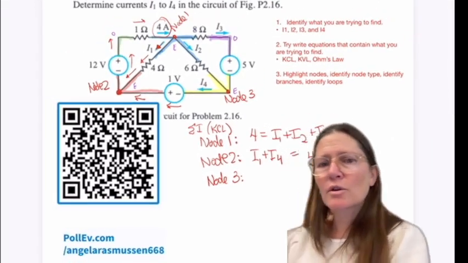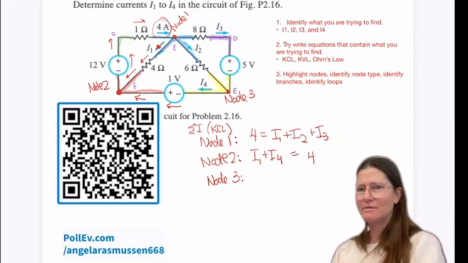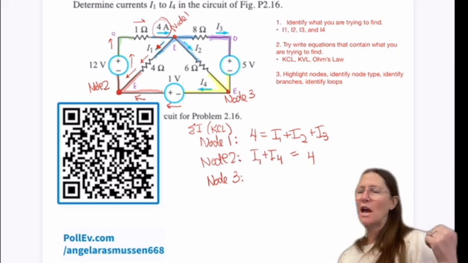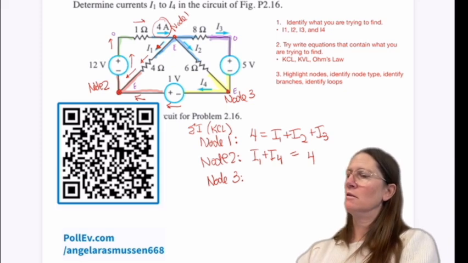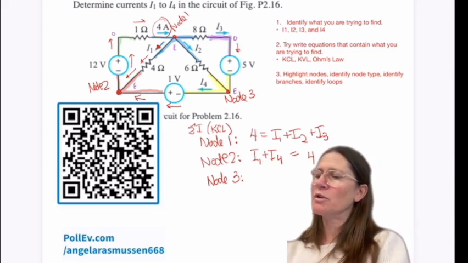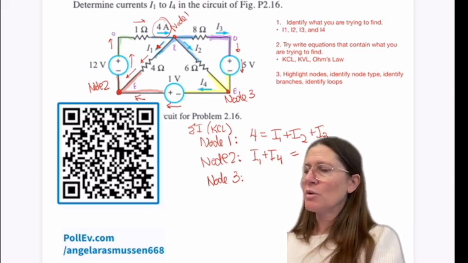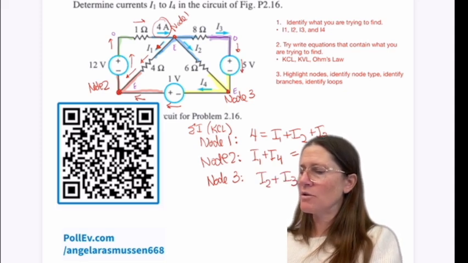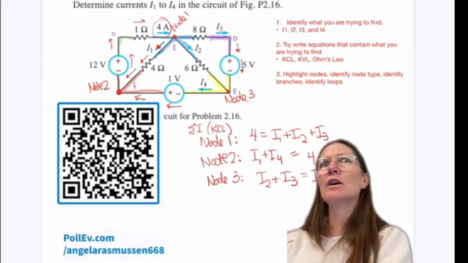So node 3, it's going to be I4 going out. I2 goes in, and I3 goes in. And again, I3 goes around the corner through this into node 3. So going in is I2 and I3, and going out is I4. So those would be my KCL equation set.